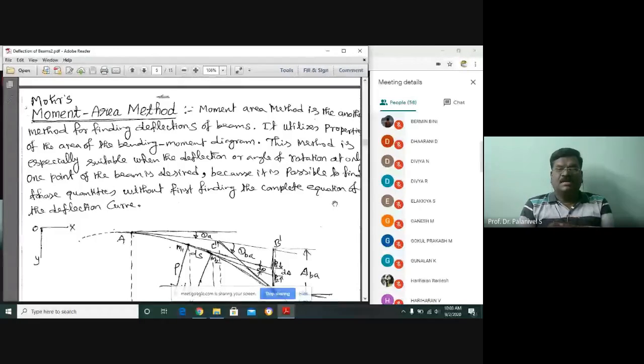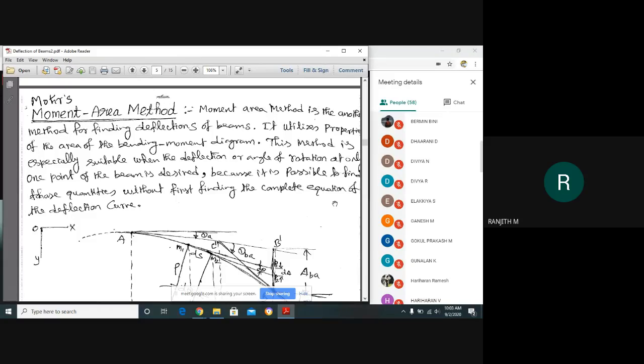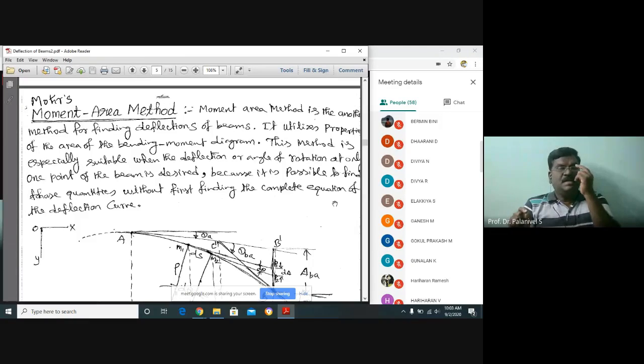Moment area method. It is a very interesting method. I will finish it; another 10 to 15 minutes I will be discussing. Please see here. Using this method, you can determine the deflection or slope at any required point. I will read it here.